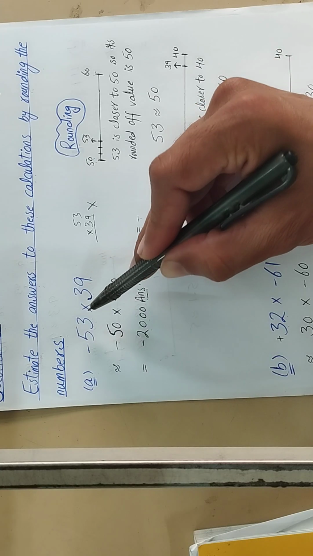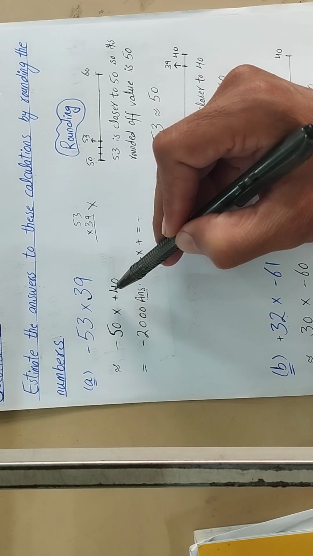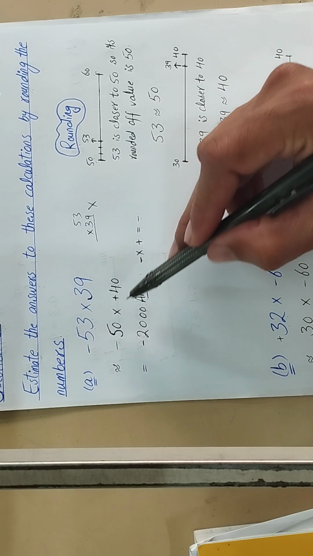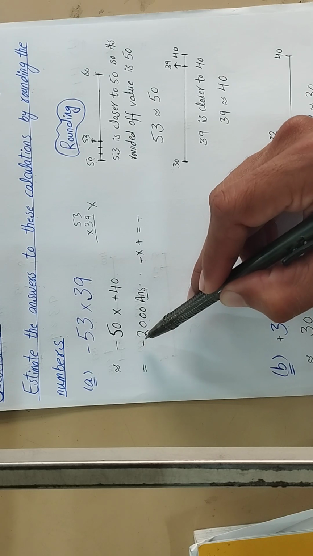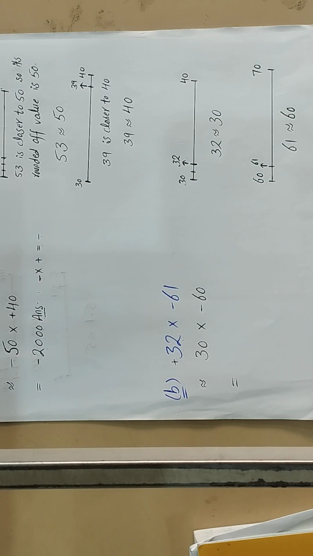The first step is to round off these two numbers. Then in the second step, multiply the numbers to get the answer and write the sign along with the answer carefully. Now let's see the second part of this question.